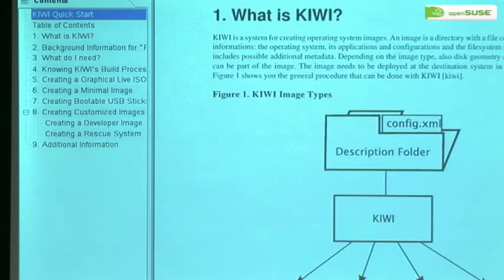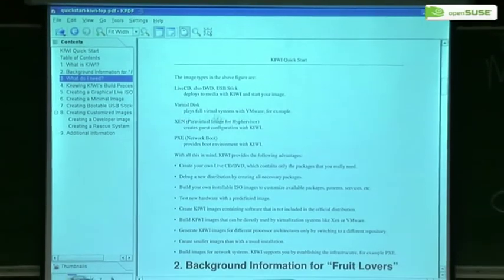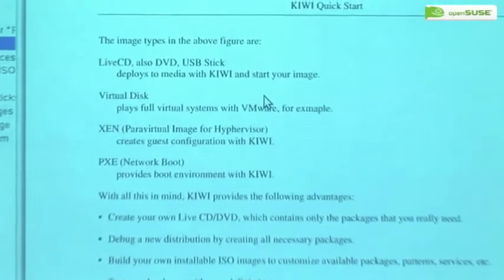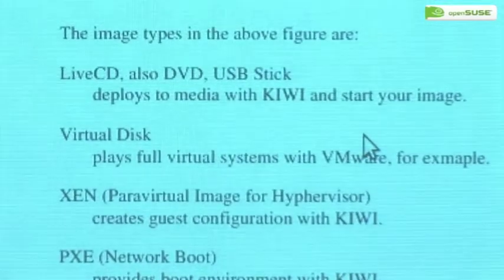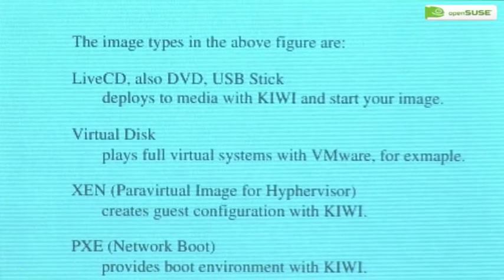autodidactive way because it doesn't start with technical details. It starts with what is Kiwi, how can you create an image, and what do you need. It tells what packages you have to install when you want to make ISO images. When you want to make USB images, there are different sub-packages. And it has some sample calls that you can execute.